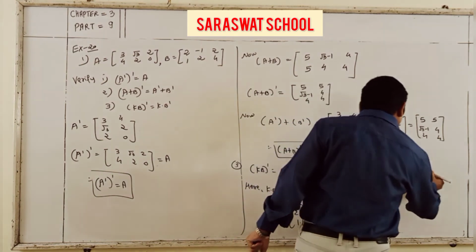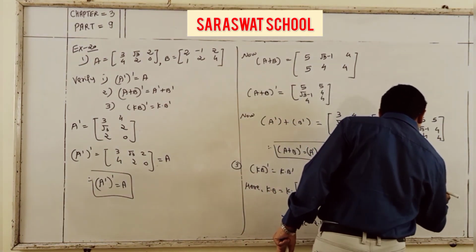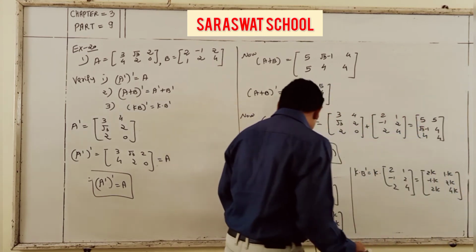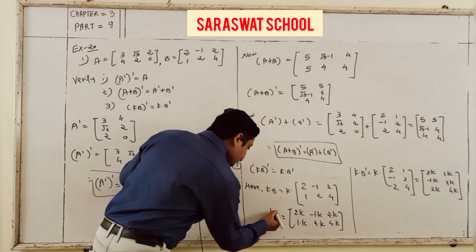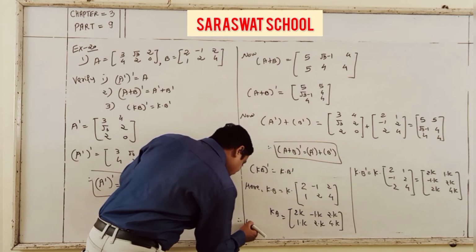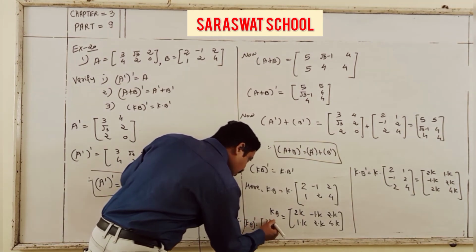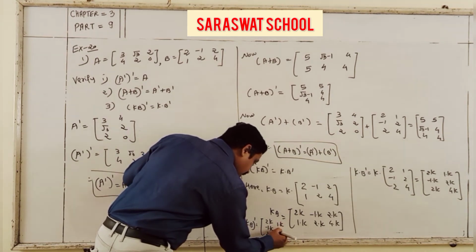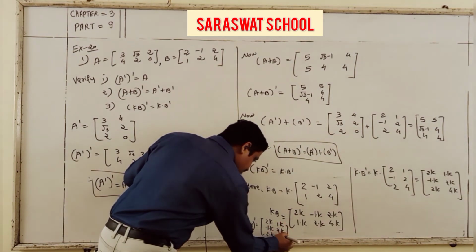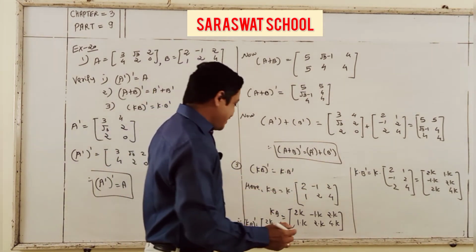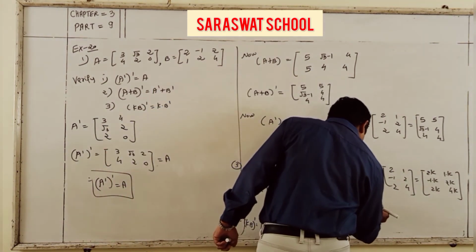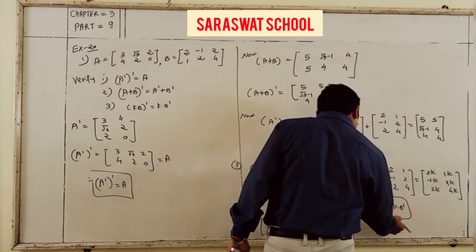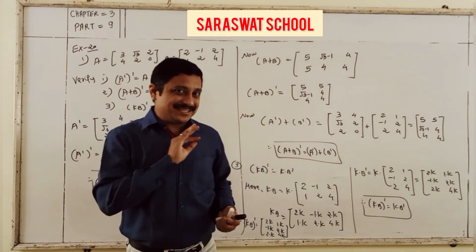Don't worry, I will write down 2K, minus 1K, 2K, 1K, 2K, 4K. So this is your value for KB. So what should be KB dash? Yes, 2K minus 1K 2K 1K 2K and 4K. This and that are the same. Therefore, I will show that (KB) whole dash is KB dash. And that's my third property, easily done here.